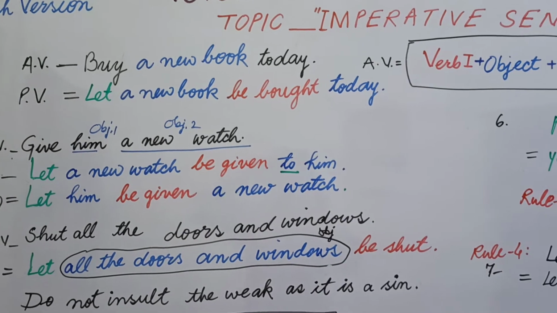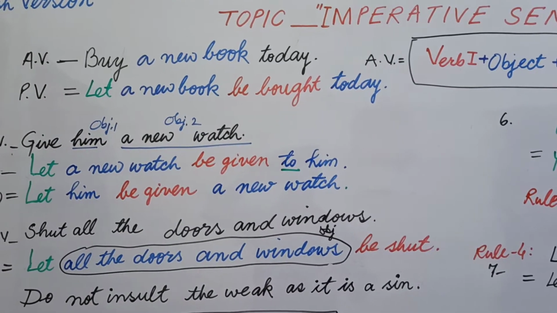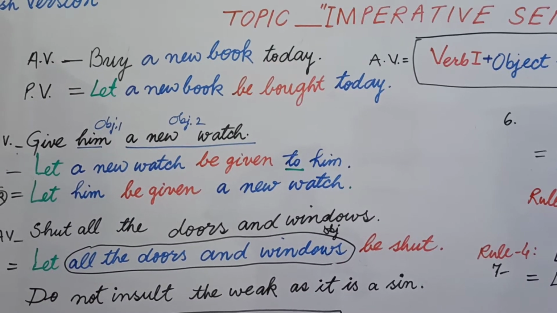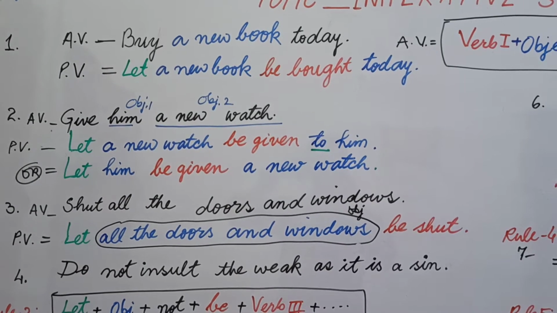After observing the rule, let's apply it on this sentence. Let a new book be bought today. Be with the third form, and the rest of the sentence, today. After this, let's see example number 2.